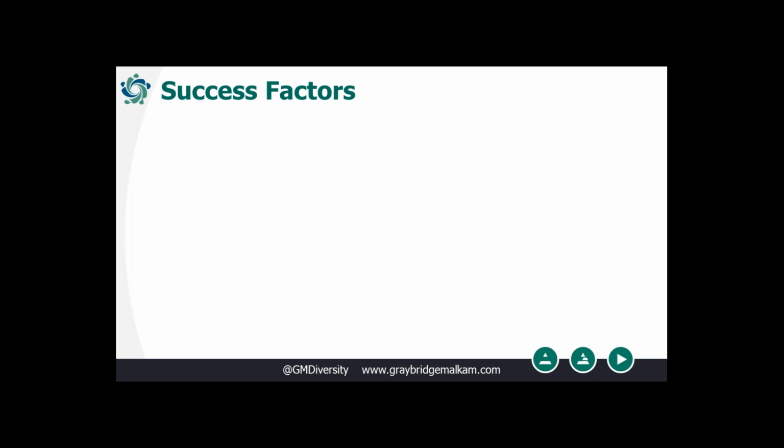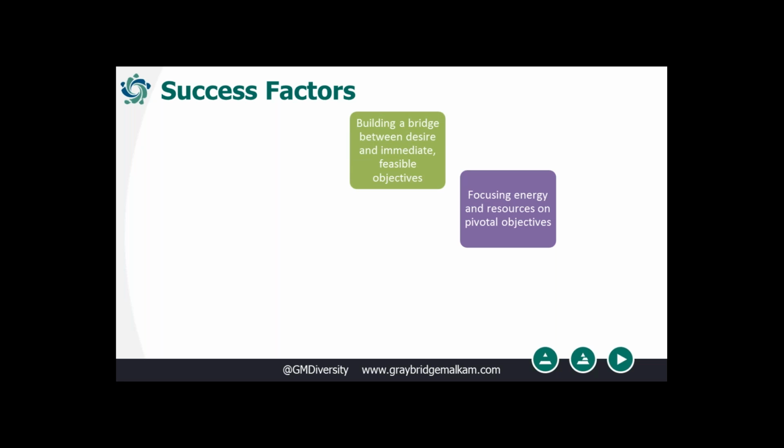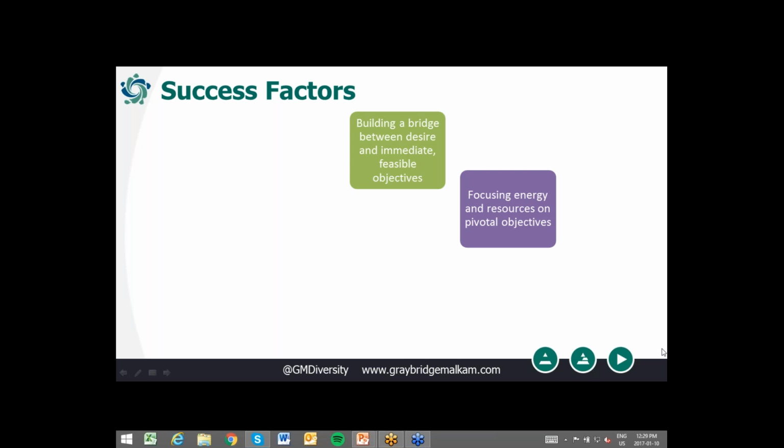The next one is you need to build a bridge between desire and immediate objectives that lie within the organization gaps. So you have to draw pictures for people to say, here's where we want to be, future state, here's where we are, and here's the bridge that's going to get us there. So help people see that in order to engage. And again, it can't be out of reach or you'll just shut them down.